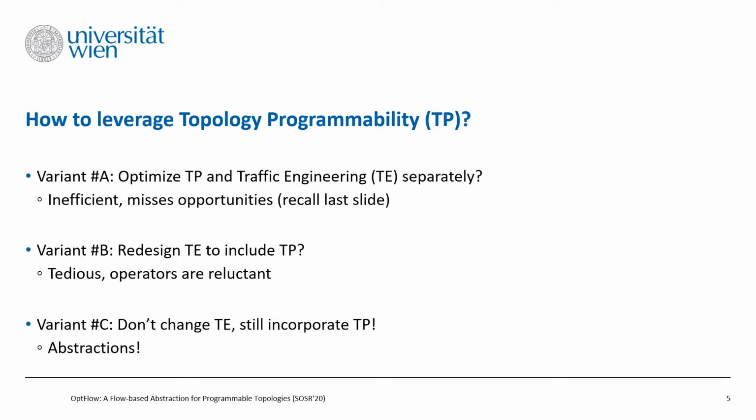So how can we in general leverage such TP? As we've seen before, optimizing TP and TE separately leads to missed opportunities and is not as efficient as it could be. Another version would be to redesign TE to include TP by cross-layer optimization. However, this is a tedious task and operators are reluctant to change their well-understood and well-running TE algorithms. To this end, we propose a third approach. Do not change your TE, but rather provide an abstraction that incorporates such TP. And in the next few minutes, I would like to give you a high-level intuition how to do so.